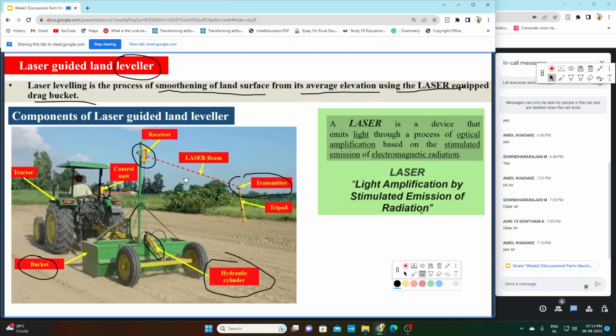So how does the laser guided land leveler work? Actually there will be an average elevation of the field. Like this is a field, this is the average elevation, but the elevation in the field will be somewhere more, somewhere less, more, less, more. It will be something like this, okay. Now what will the laser guided land leveler do? See, it has a receiver, it has a transmitter, okay. The transmitter with the tripod is kept in a different field, okay.